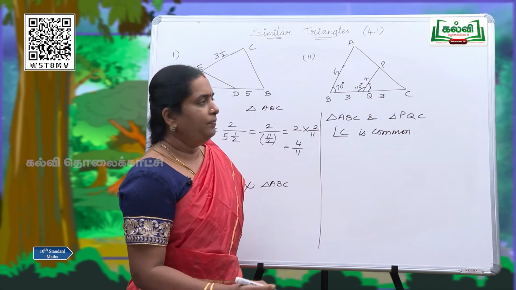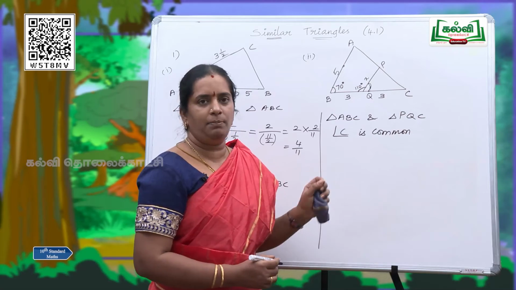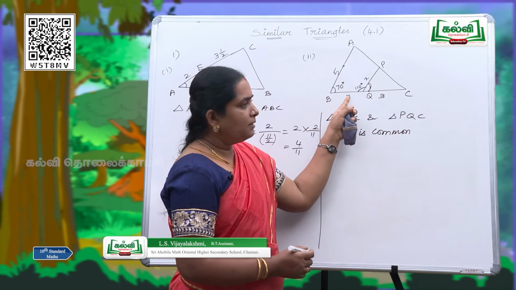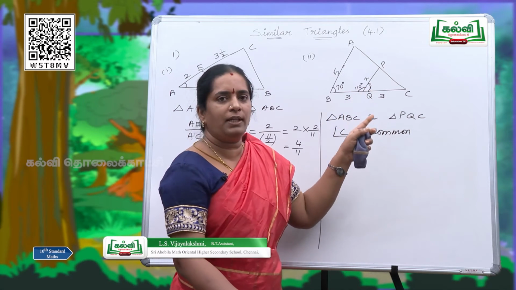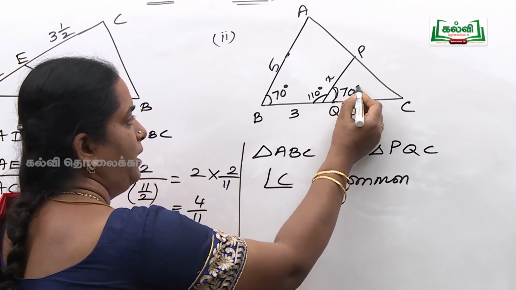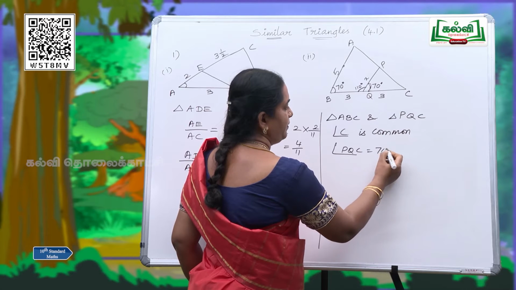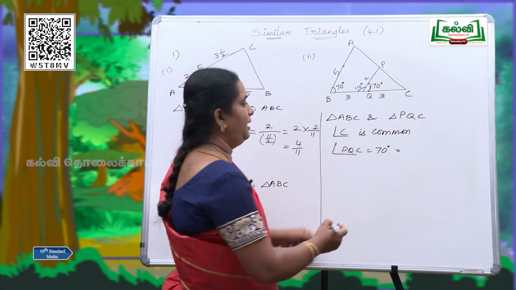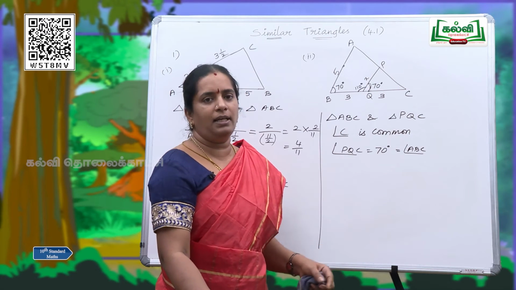What is this angle? Yes, PQB and PQC are a linear pair. So we can say that PQC, this is one angle, is supplementary to the other. Very good. So linear pair means if you add these two, you have to get 180. So since this is 110, this will be, very good, 70. So we can say that angle PQC is equal to 70 degrees, which is equal to, yes, angle B, that is angle ABC. So we have to say that AA criteria is working out here.